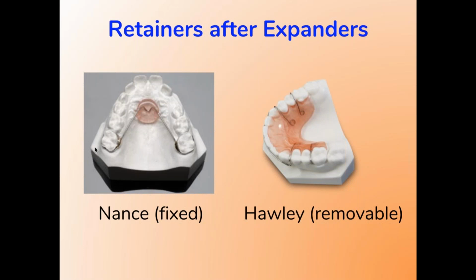Sometimes it's a retainer that's fixed in the mouth. This is an example of one called a Nance. It's when there's bands that are fitted around the 6-year molars, glued in. It's a little button that sits up on the palate. And this is a Hawley retainer. It's a removable retainer that they usually wear at night. Some practices have them wearing it all the time.